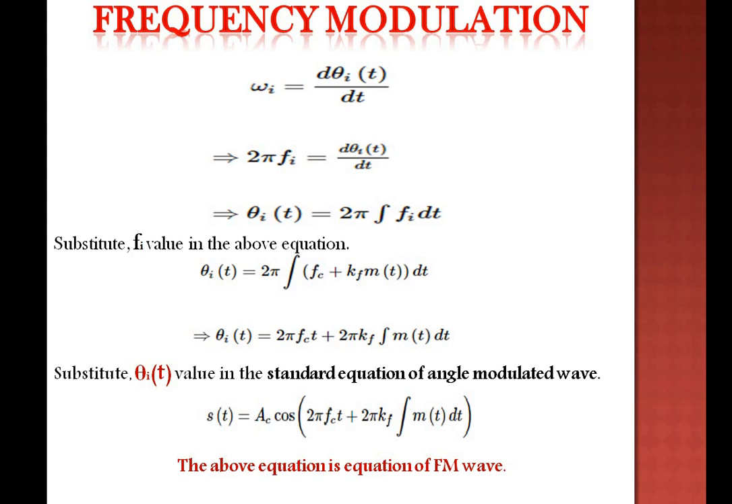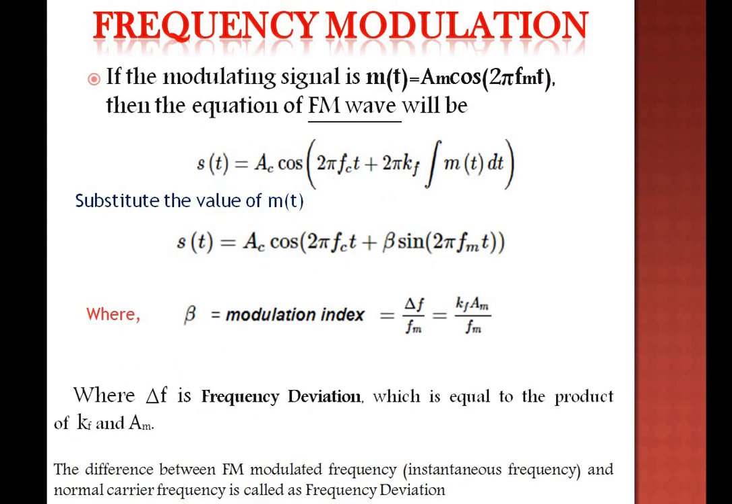That is done by using the relationship between your omega i and d theta i of t by dt. So I will get the value of theta i of t. That theta i of t value should be substituted. Again, in theta i of t, you have to substitute the value of the instantaneous frequency: fi is equal to fc plus kf into m of t. Then you substitute this whole value into s of t in your standard equation of angle modulation and get the answer: s of t is equal to Ac cos of 2 pi fct plus beta into sin 2 pi fmt. I hope you are clear with the frequency modulation.